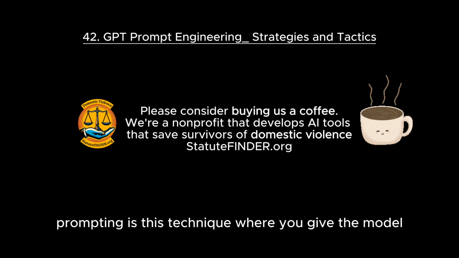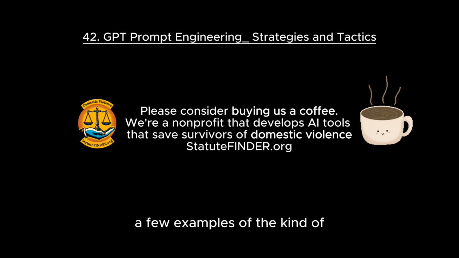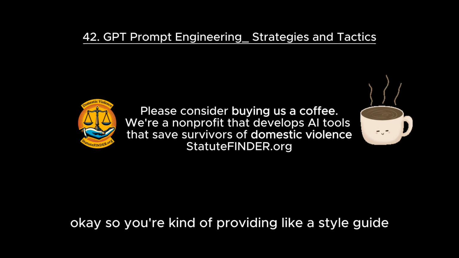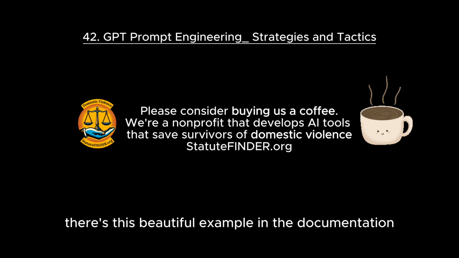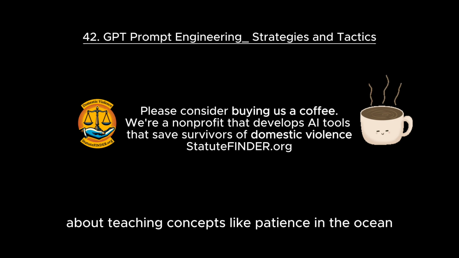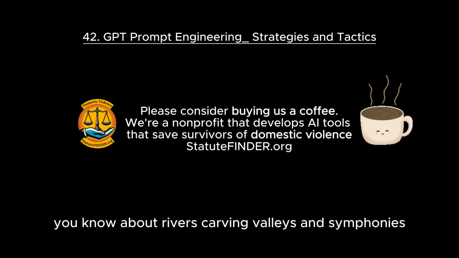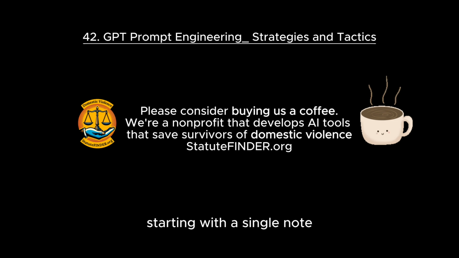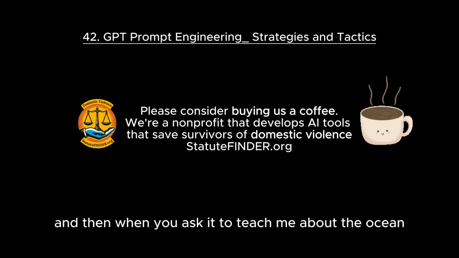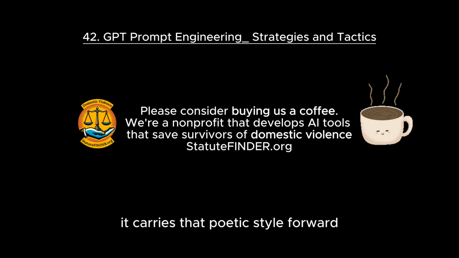So few-shot prompting is this technique where you give the model a few examples of the kind of output you're looking for. So you're kind of providing a style guide. Right. There's this beautiful example in the documentation about teaching concepts like patience and the ocean. The initial prompt uses really poetic language about rivers carving valleys and symphonies starting with a single note. And then when you ask it to teach you about the ocean, it carries that poetic style forward. So if you want your AI to be a poet, feed it some poetry. Exactly. It's all about setting the stage and giving it that context.